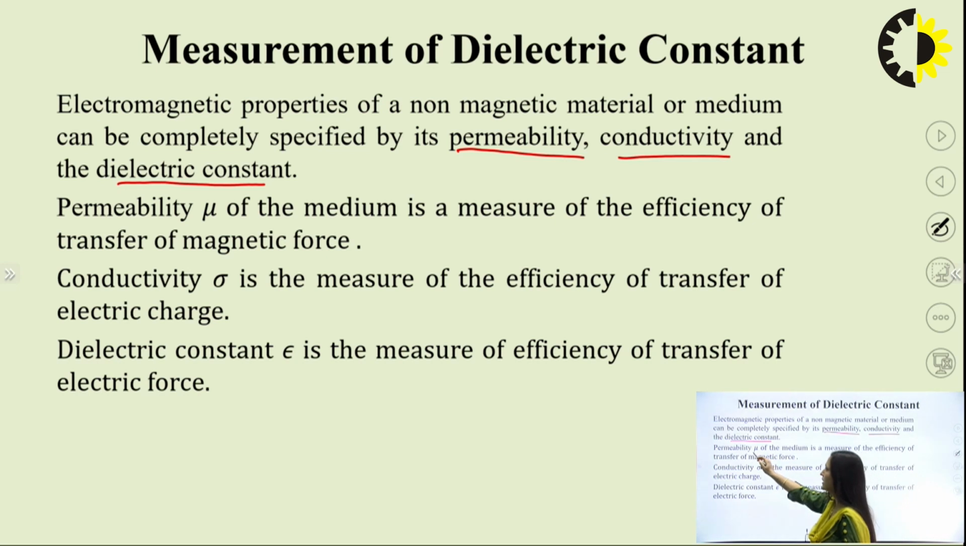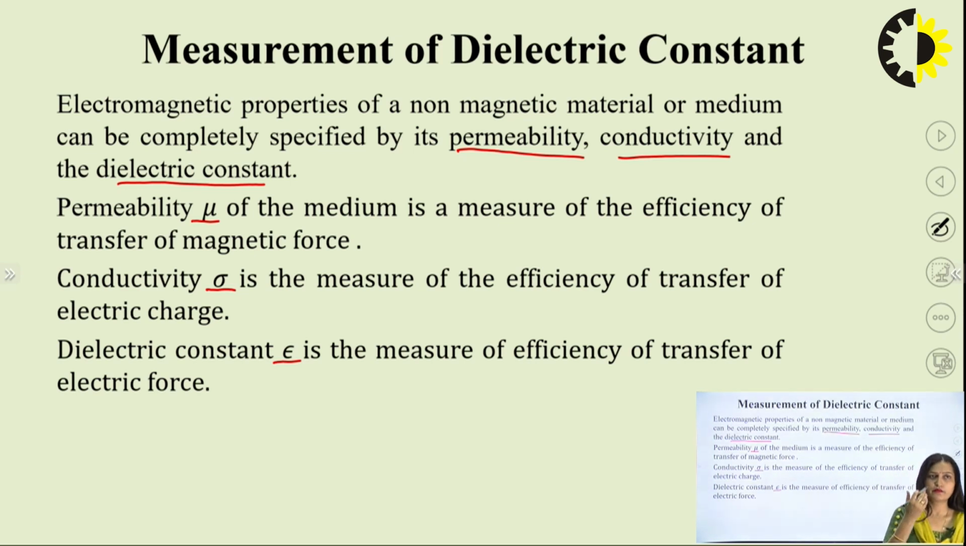First is the permeability, that is mu. Mu of a medium is a measure of the efficiency of the transfer of magnetic force. It means how efficient the medium is to transfer a magnetic force. Next is the conductivity. Conductivity sigma is the measure of the efficiency of transmission of the electric charge. It means how efficient your medium is for the transmission of the electric charge. Last one is the dielectric constant epsilon. It is a measure of efficiency of transfer of the electric force.